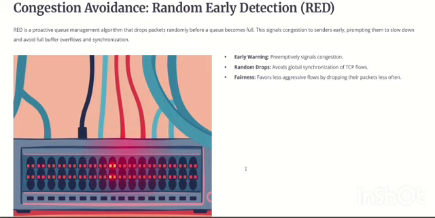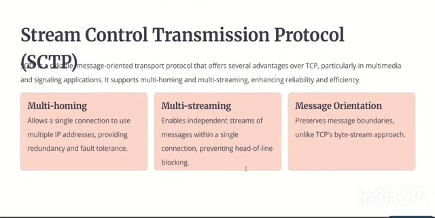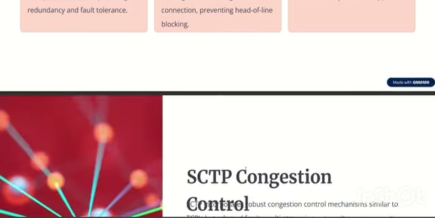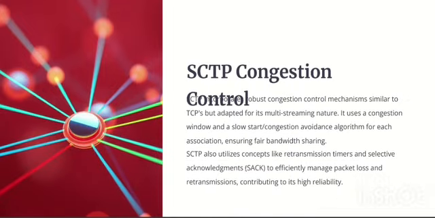So next we see about SCTP, Stream Control Transmission Protocol. SCTP is a modern transport protocol supporting multi-homing and multi-streaming. It enhances reliability by maintaining multiple communication paths and streams simultaneously.